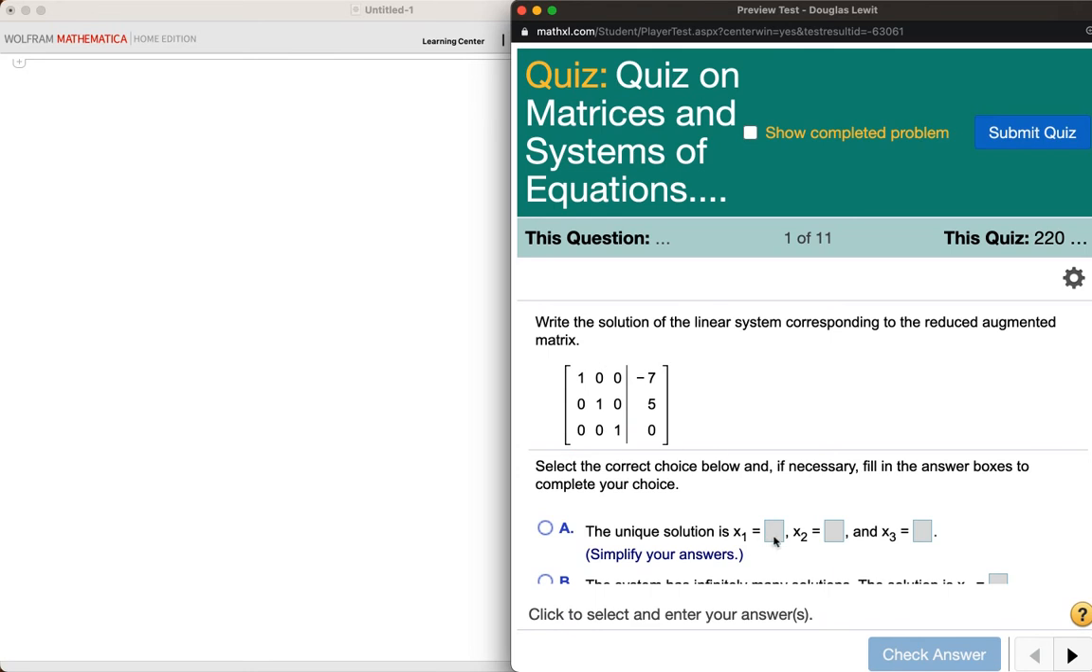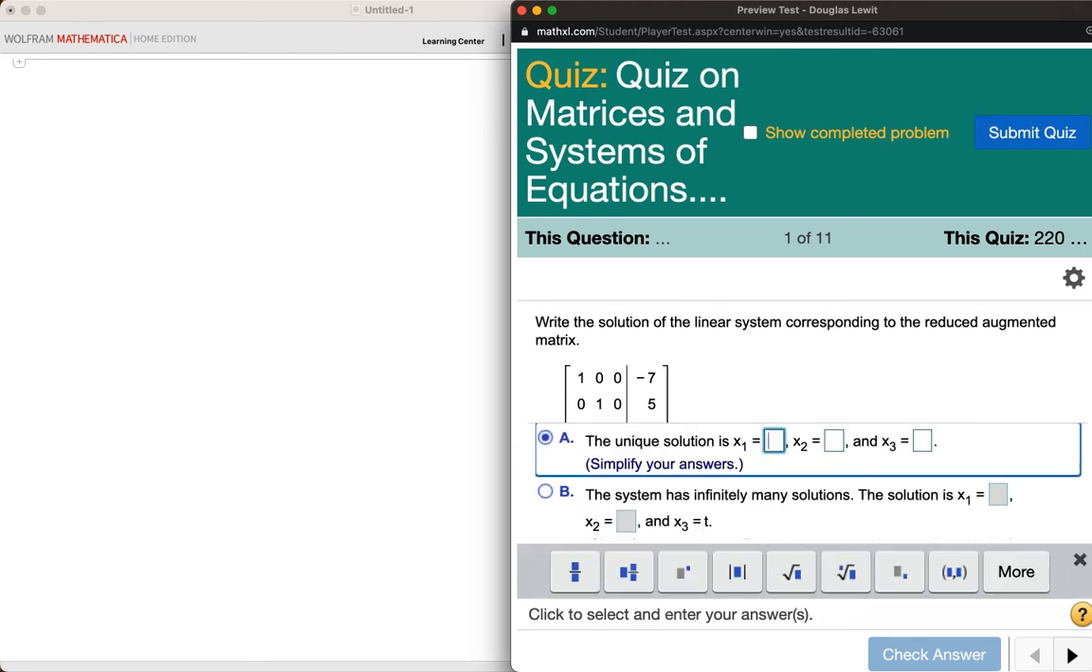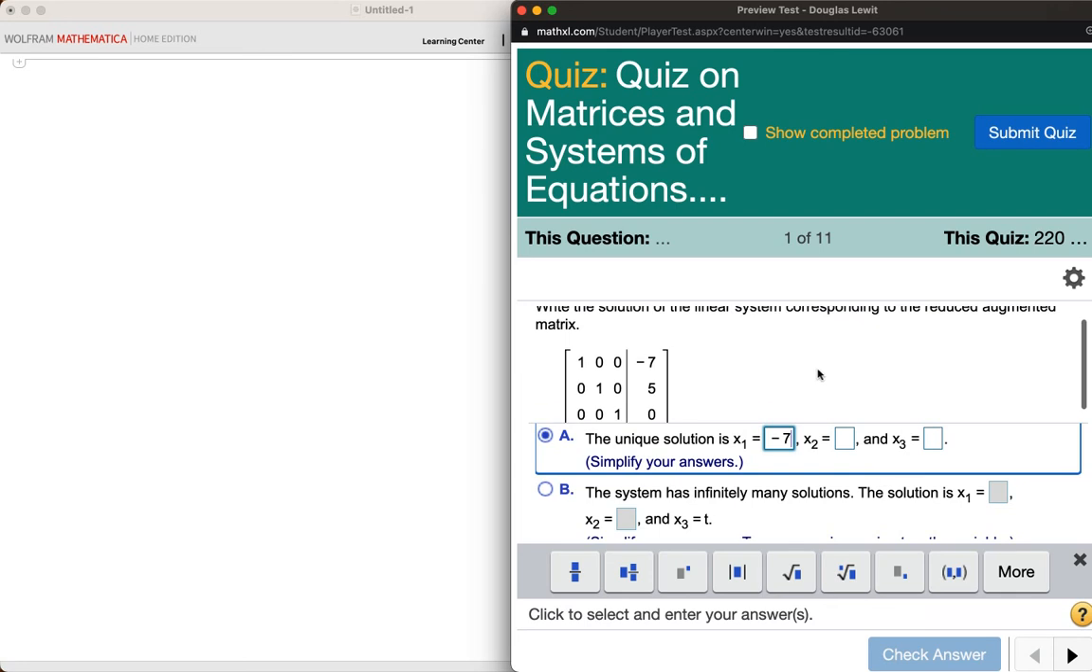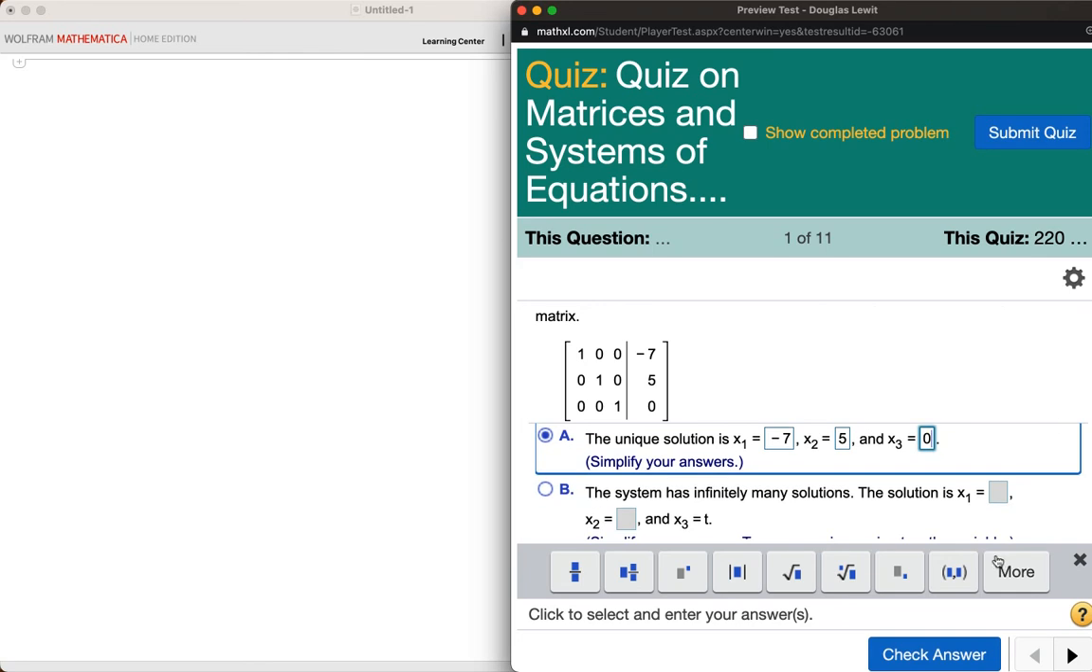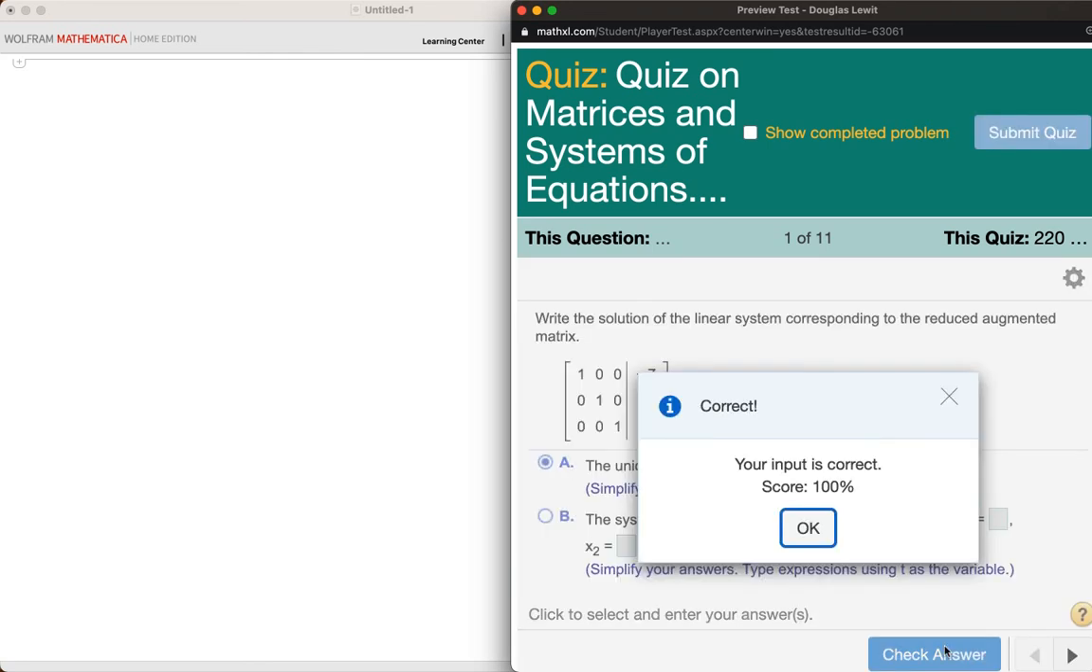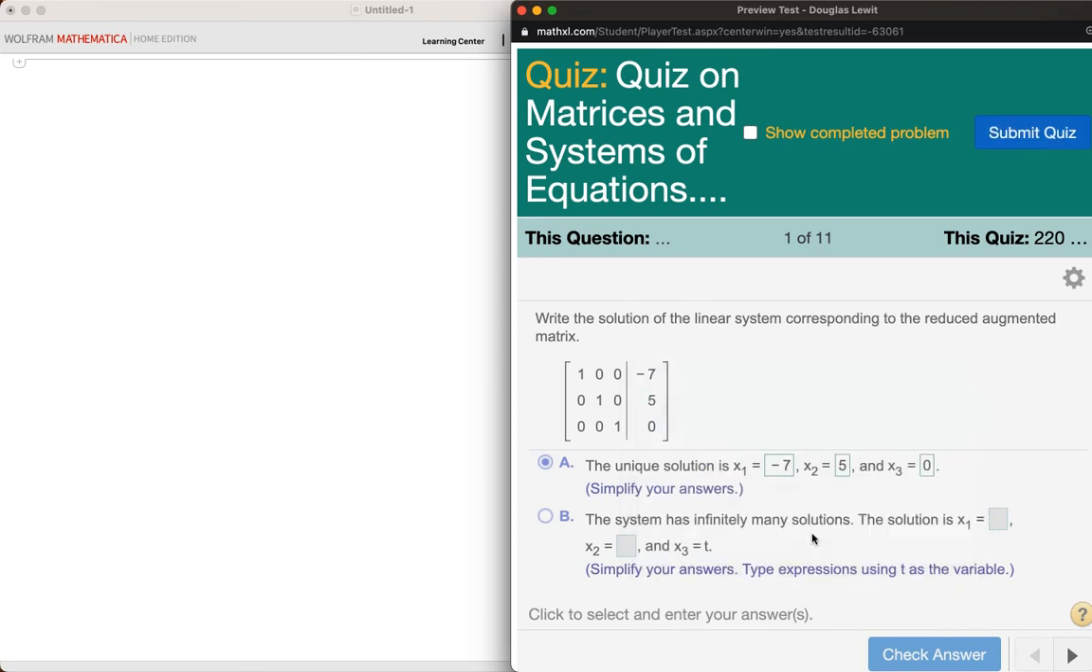So the unique solution is simply going to be -7, 5, and 0. Your input is correct, score 100%. Okay, terrific. Let's move on to the next problem. That's easy. Now, a word of warning, not all the problems are easy. Some of the problems are more challenging, okay? This was a very easy problem.